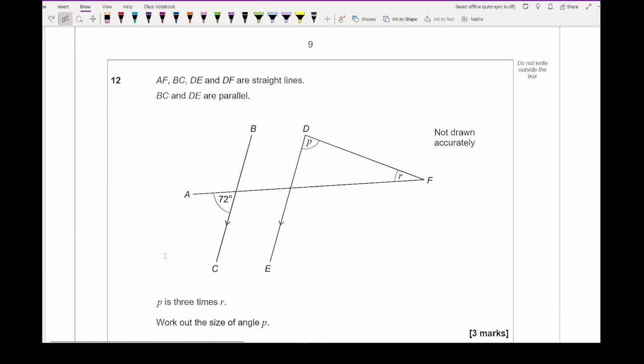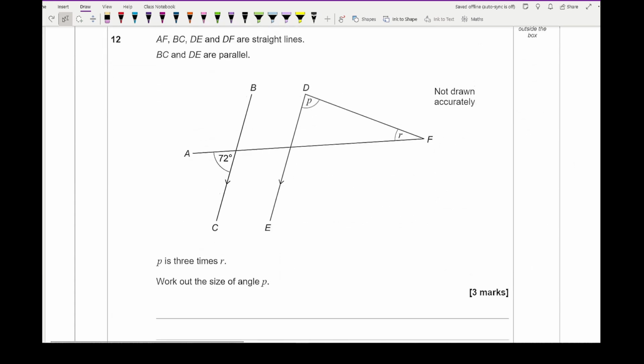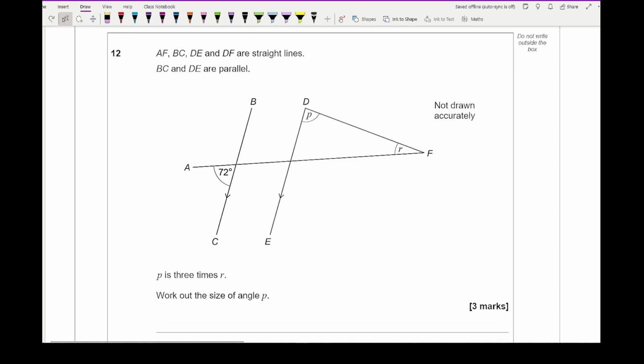Moving on to question 12, it says AF, BC, DE and DF are straight lines. BC and DE are parallel. P is 3 times R. Work out the value of angle P. As we've got parallel lines, we need to remember our rules of parallel lines: corresponding, supplementary and alternate angles. See if you can match these up with the diagram you've got.